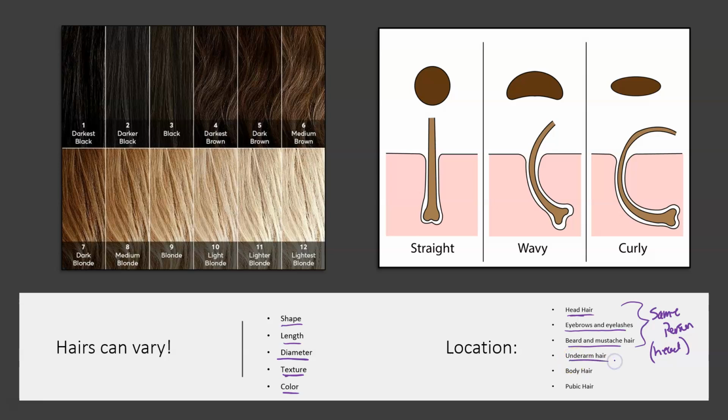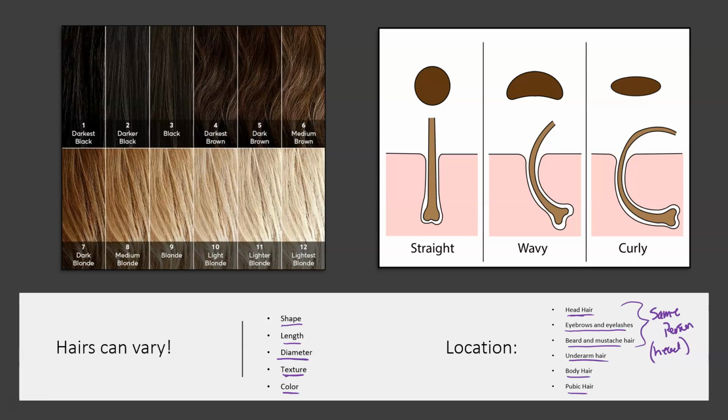Underarm hair obviously is very different from any other hair. Body hair, like your legs and arms, is different. Chest, back, that kind of thing. And then pubic hair can be very different as well. So, different hairs from different locations on the same person vary tremendously, not to mention those different hair locations on different people can vary even more.